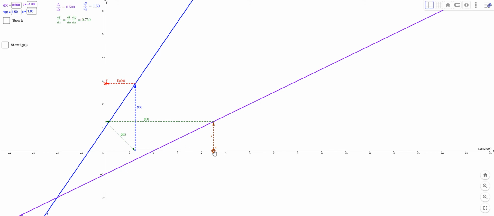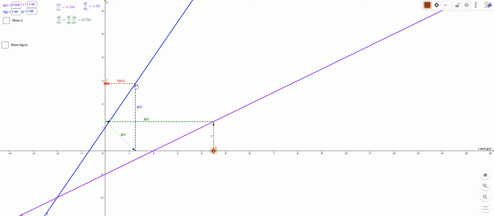And notice we can kind of get to the output this way. Start with an input here, which we can control with the slider. And from there, we go up to the original function, which is the inner one, g, and get an output. The output there becomes an input here. So this x is the same as this y. So we're just reflecting this point over the line y equals x to get here. So this vertical distance and this horizontal distance are the same.